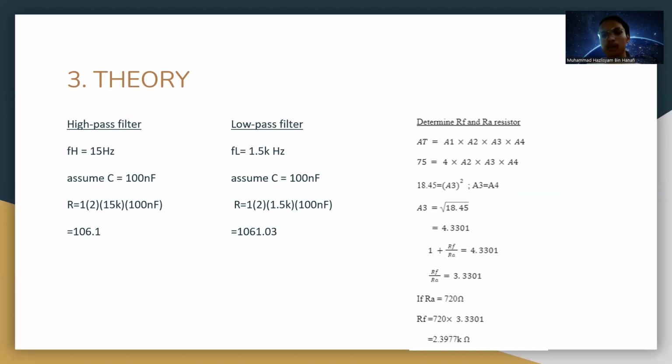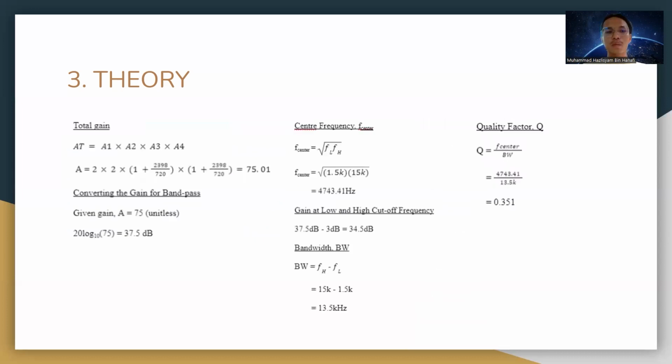If RA is 720 ohm, we get RF of 2.3977 kilo ohm. Next, for total gain, we get 75.01, and for converting the gain for bandpass, we get 37.5 dB.